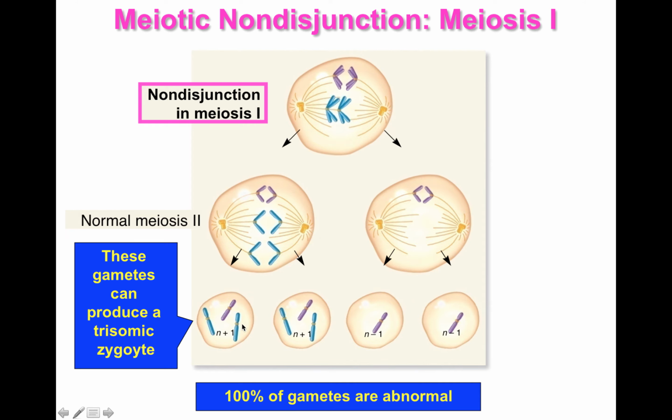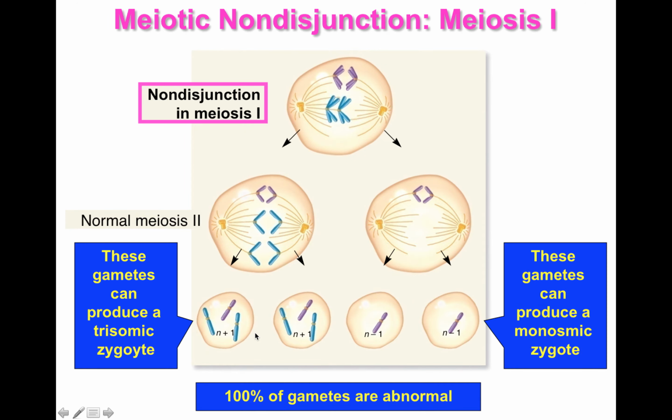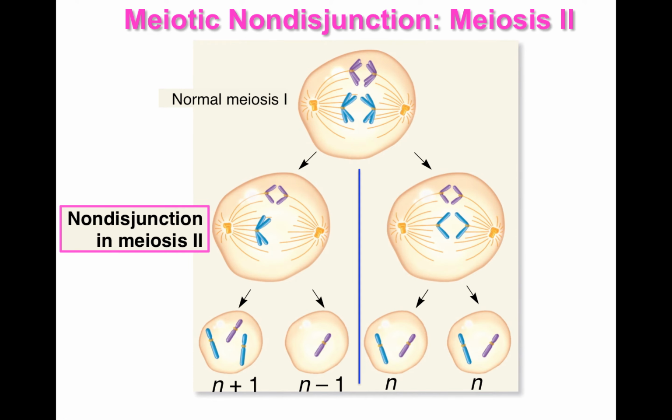These gametes can produce a trisomic zygote. When it gets fertilized by a sperm or an egg joining it, it will also have just 1 copy of the blue chromosome, and you'll end up with 3 copies. The other gametes can produce a monosomic zygote, and monosomy is usually not a viable condition.